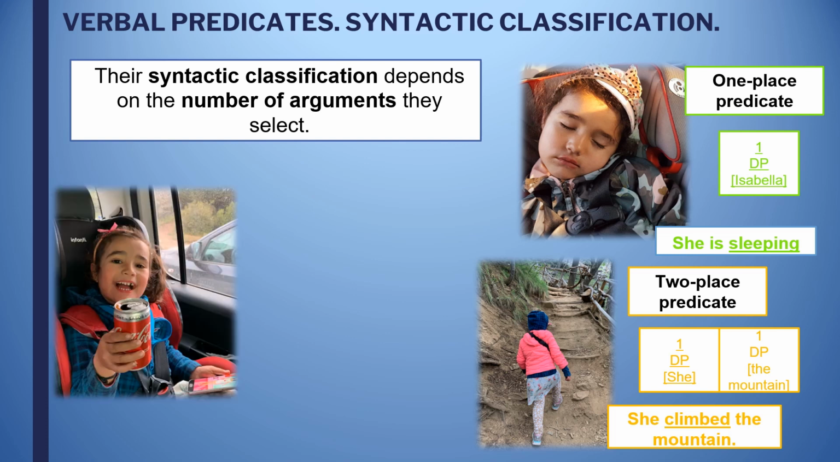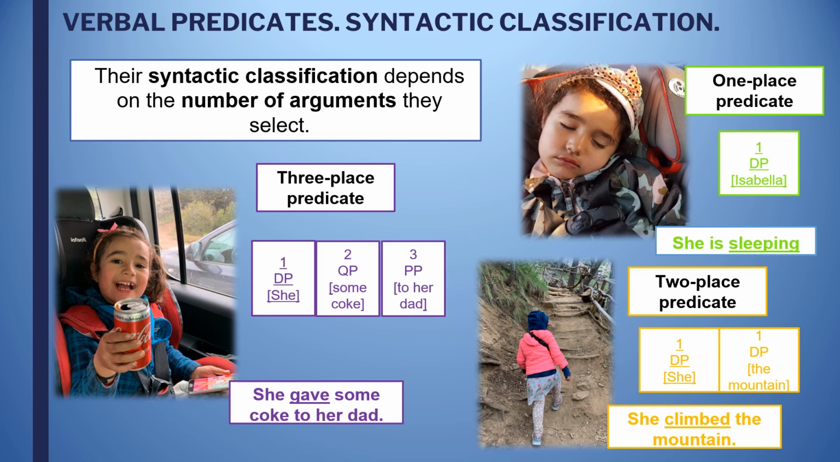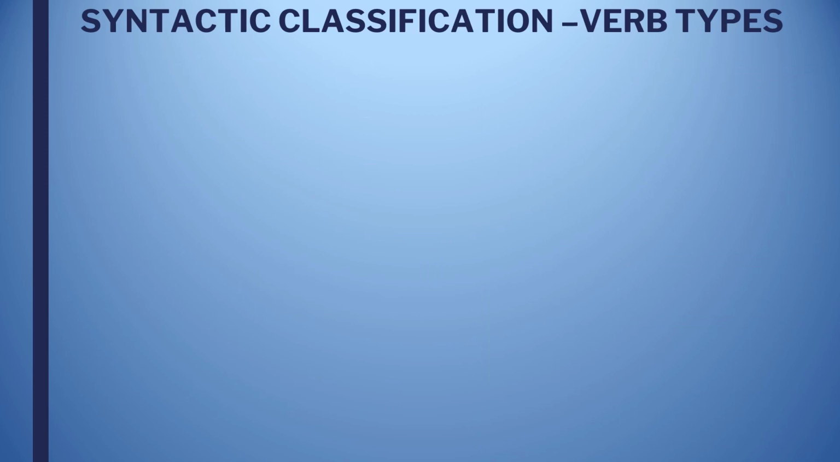Three-place predicates, such as she gave some coke to her dad, where the verb give selects three arguments. The DP she is the external argument and the QP some coke, which is one of the verb's internal arguments, and the PP to her dad, which is the other internal argument. In the previous slide, we have seen that syntactically, that is, considering the number of arguments, verbs belong to different types. Here, we will see the names they receive.